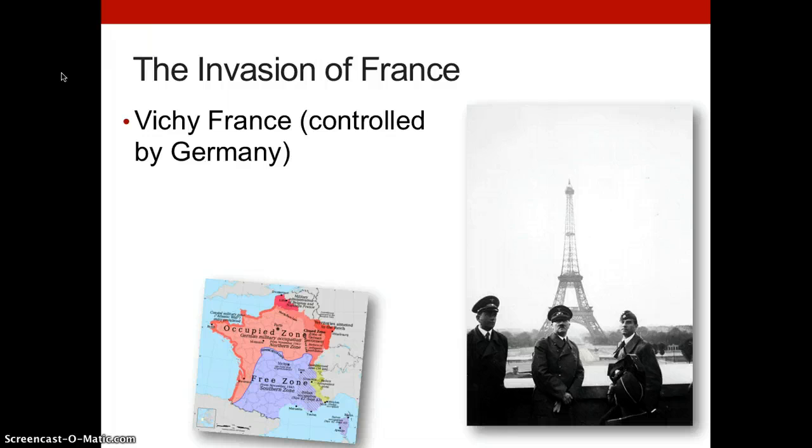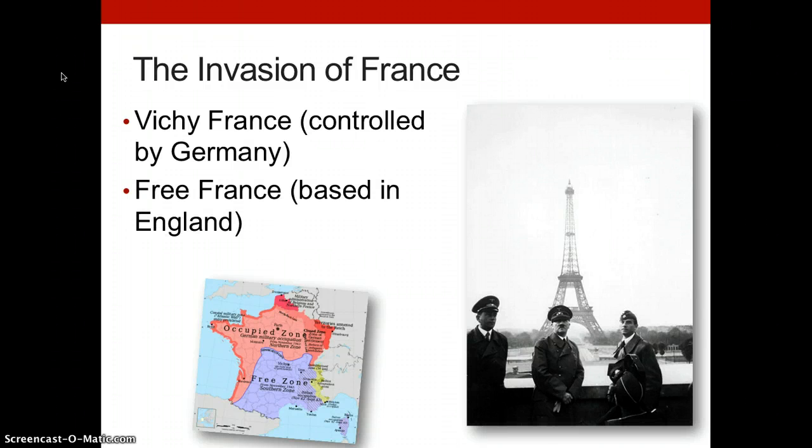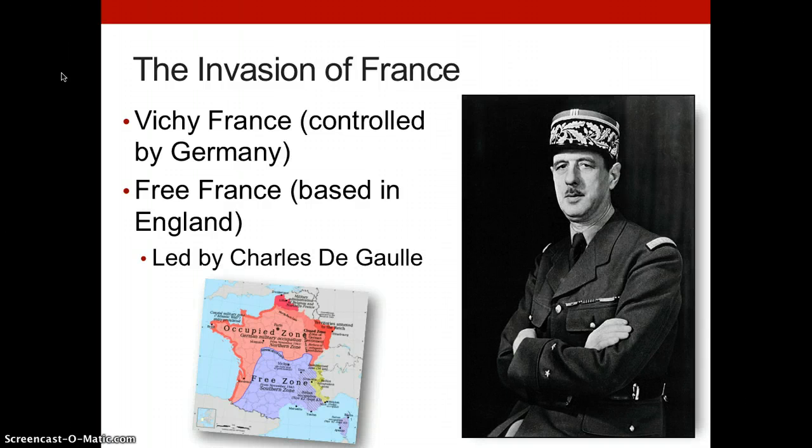Germany bypassed the Maginot Line and created Vichy France in the northern part of France. This was a French government controlled by Germany. However, the southern part still called themselves Free France, and their leadership actually fled and was based in England, where it was safe for them. They were going to be led by this guy right here, Charles de Gaulle, who is like the George Washington of France. They absolutely adore this guy.